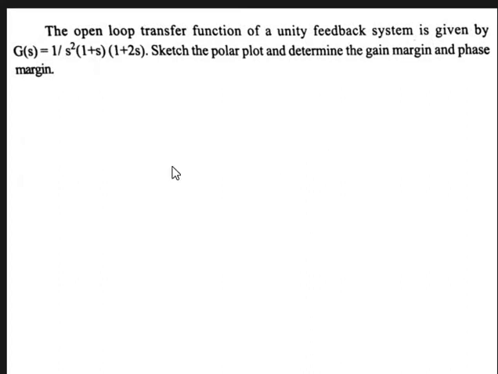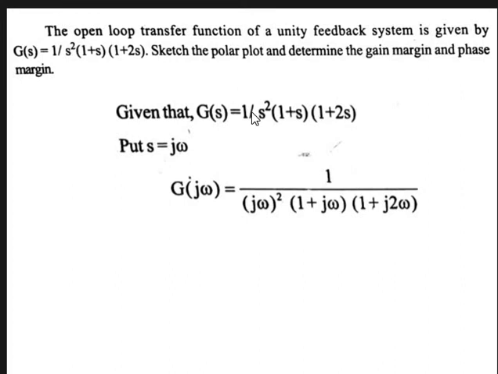Now consider one more example on polar plot. G(s) is equal to 1 by s square into (1 plus s) into (1 plus 2s). Sketch the polar plot and determine the gain margin and phase margin. Initially we can place s equal to j omega and calculate the magnitude and phase angle formulas, and also identify the corner frequencies.